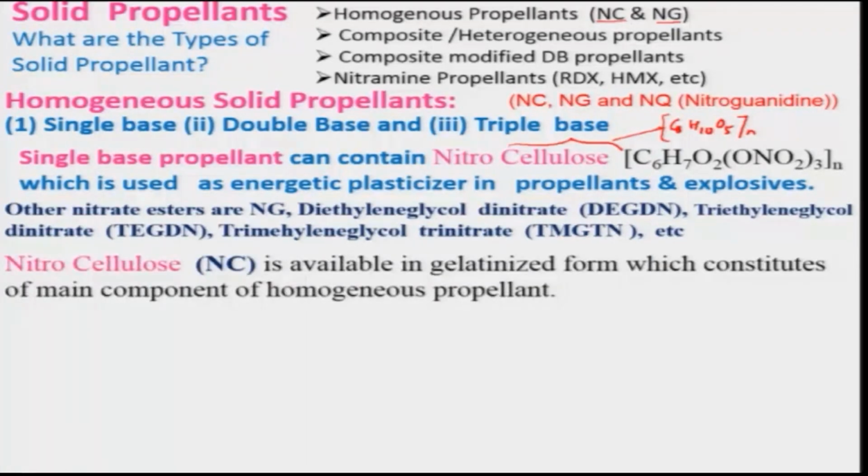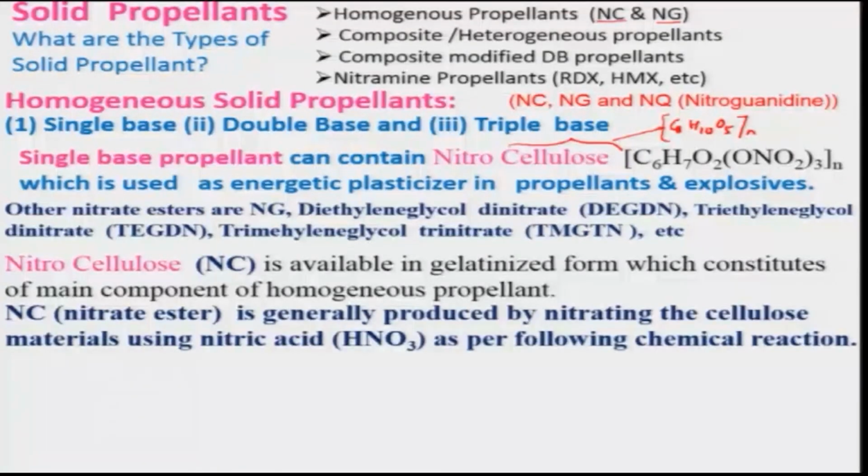So it is being used very much, and nitrocellulose is available in gelatinized form, which constitutes the main component of the homogeneous propellant or the colloidal propellant, because colloids are formed during this formation. Therefore it is known as such, and sometimes people call it a mixed propellant. And nitrocellulose is generally produced by nitrating the cellulose material using nitric acid, as per the following chemical reaction.